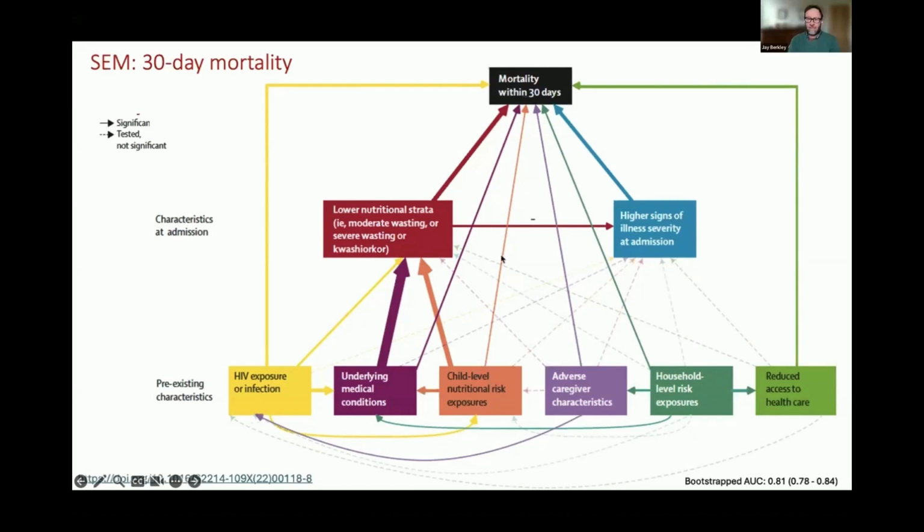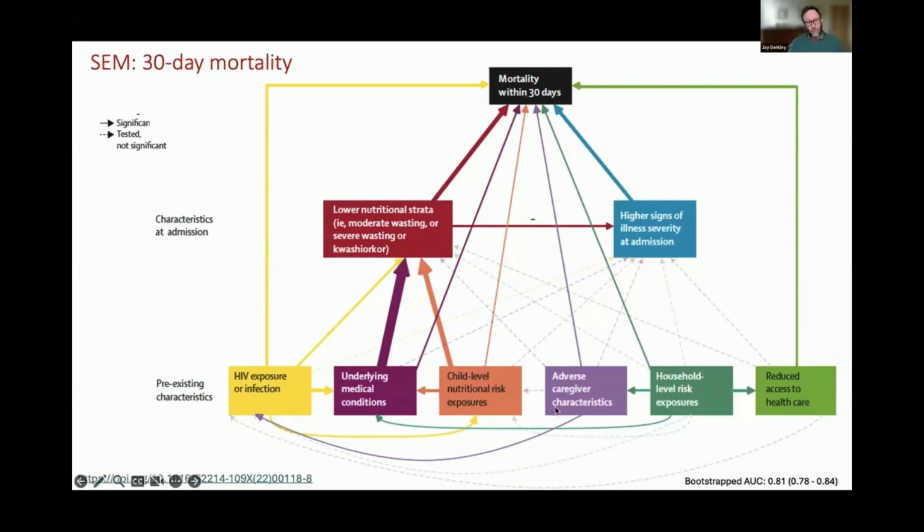The other thing, obviously, is that low nutritional status and high signs of severity of illness directly cause mortality. But I think the biggest surprise was how much these underlying factors were also directly causing mortality without being indicated by a nutritional status or signs of severity. And it really means that unless you assess these things, you're getting an incomplete risk assessment. And this model has a very high predictive ability, and it's much higher with those underlying factors.